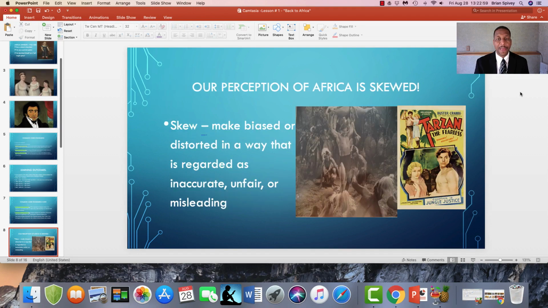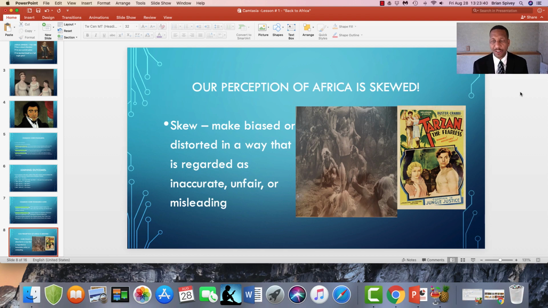Continue. And we want to look at, first of all, our perception of Africa is skewed. Now, the word skew means to make biased or distorted in a way that is regarded as inaccurate, unfair, or misleading. I want to focus on the misleading part. This was the education of Americans. I'm not going to focus on people outside of America, but this was the focus for Americans to skew our perception of Africa. One of the ways they did that is through comic books.